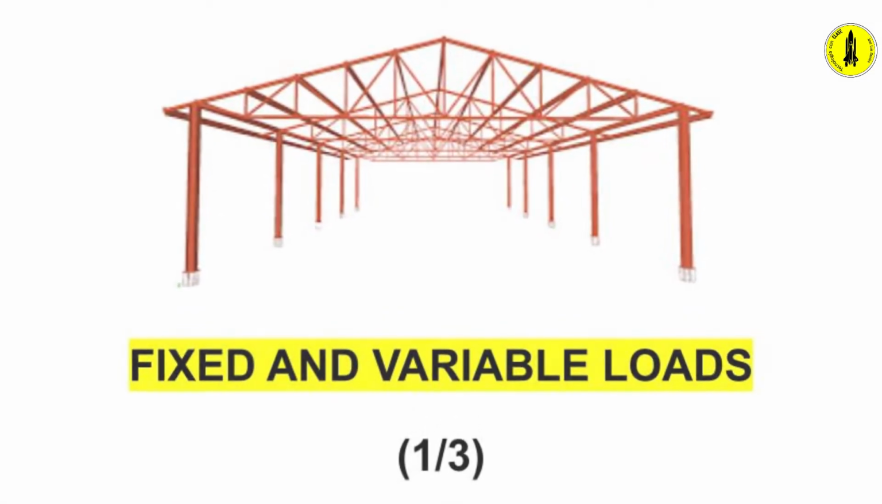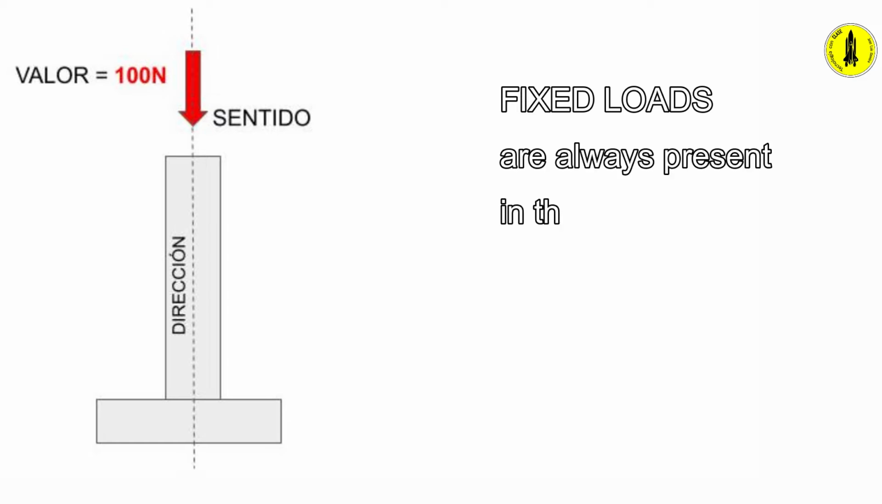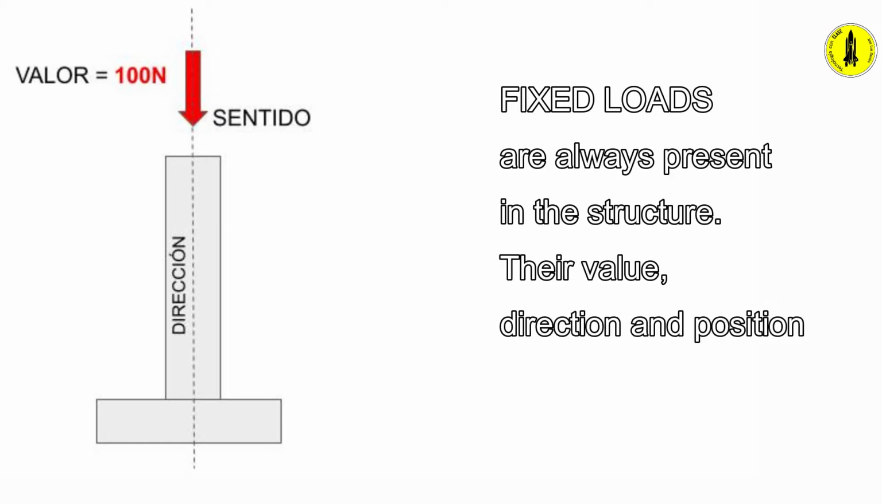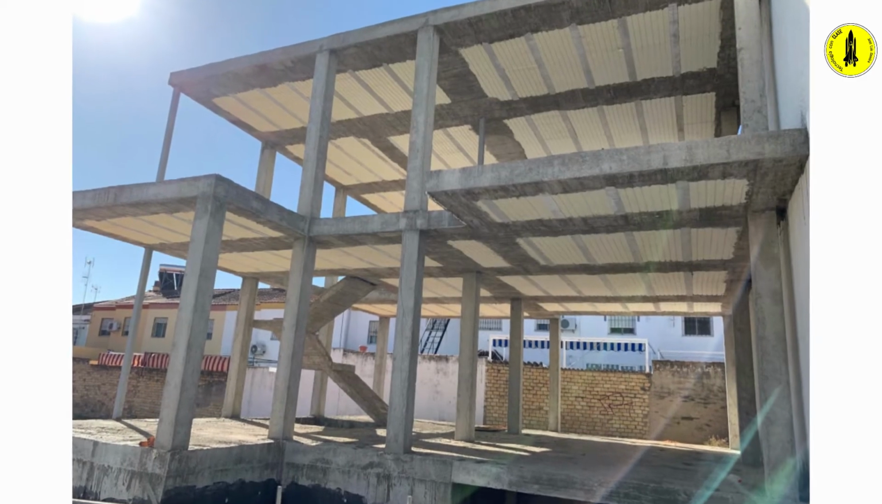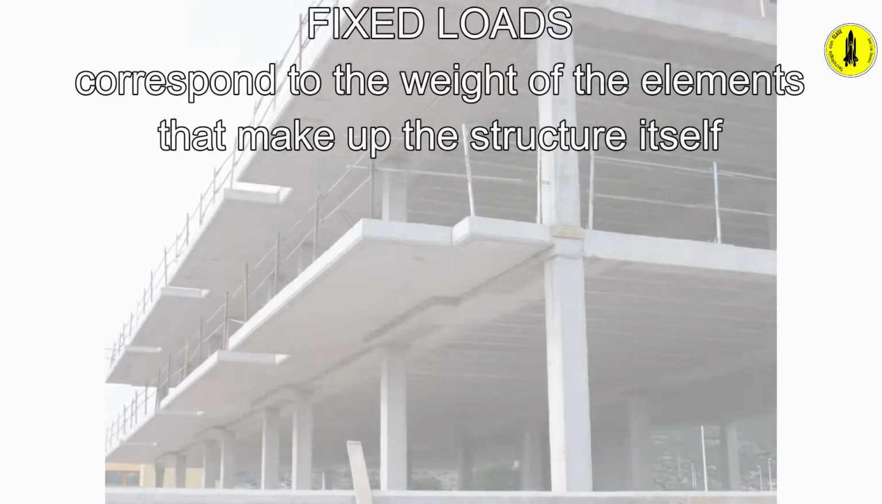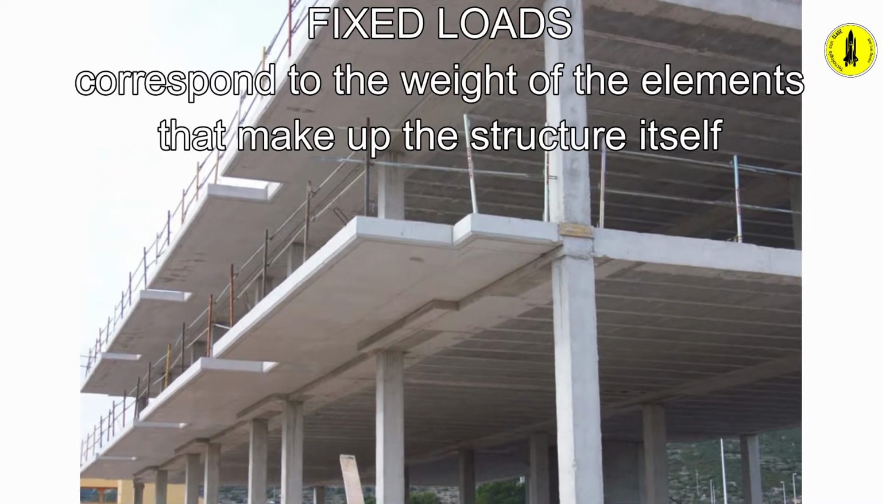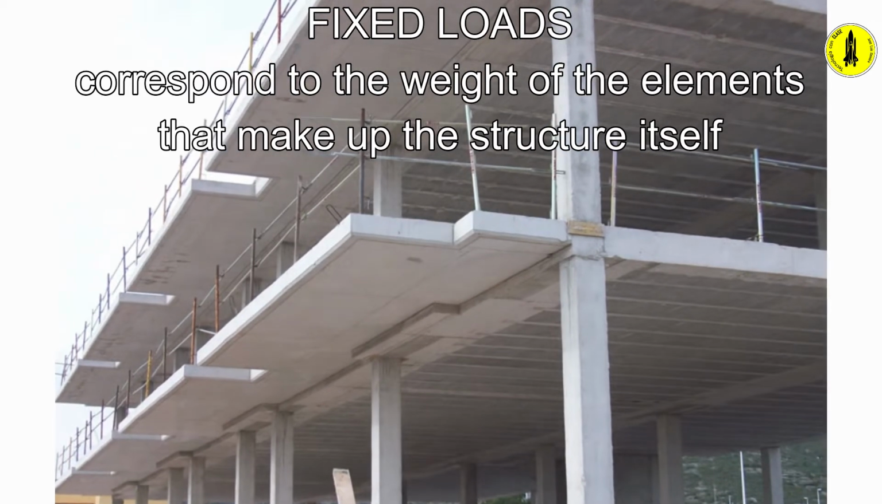Fixed and variable loads. Fixed loads are always present in the structure. Their value, direction, and position do not change. They correspond to the weight of the elements that make up the structure itself. Among others are the weight of the concrete and steel that make up this building.